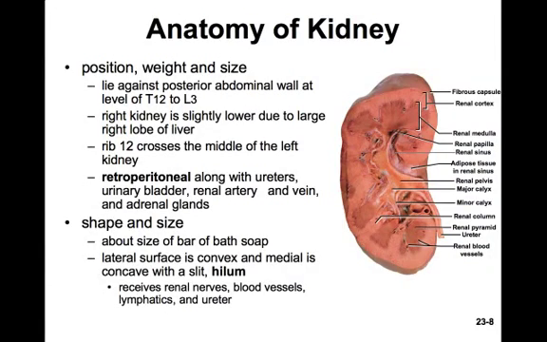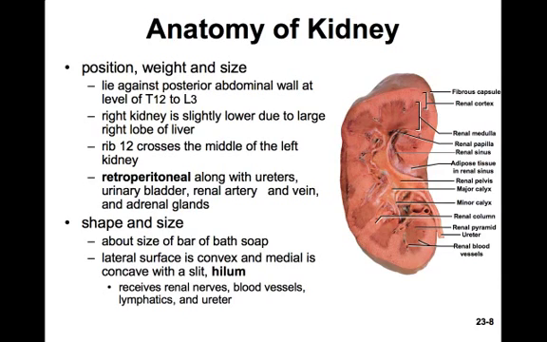Now let's take a look at the anatomy of the kidney. First of all, its position, weight, and size. It lies against the posterior abdominal wall, about the level of thoracic vertebrae 12 down to about lumbar 3. The right kidney is slightly lower due to the large right lobe of the liver, and the 12th rib crosses the middle of the left kidney.